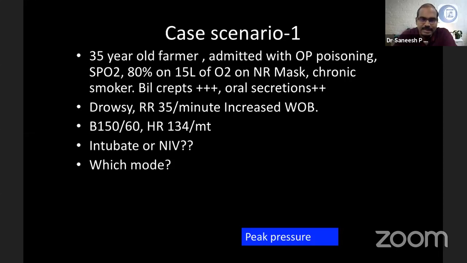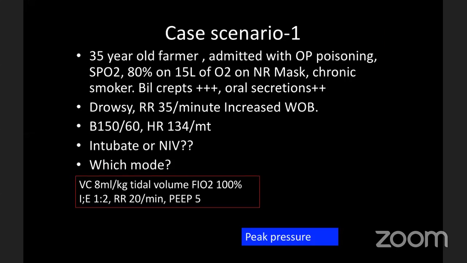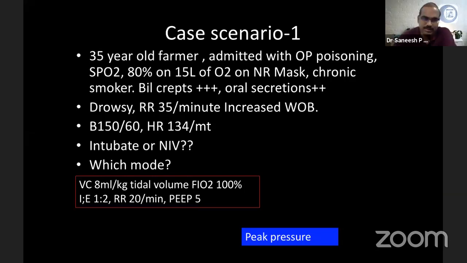What is your key concern? Because sir, there is oral secretion and there is a chronic airway obstruction because of the chronic smoking. So if I put in the volume control mode, then there will be chances of increase in the peak inspiratory pressure and all this. So to avoid this and to generate the tidal volume, I prefer to put the patient on pressure control ventilation. That's only one school of thought.